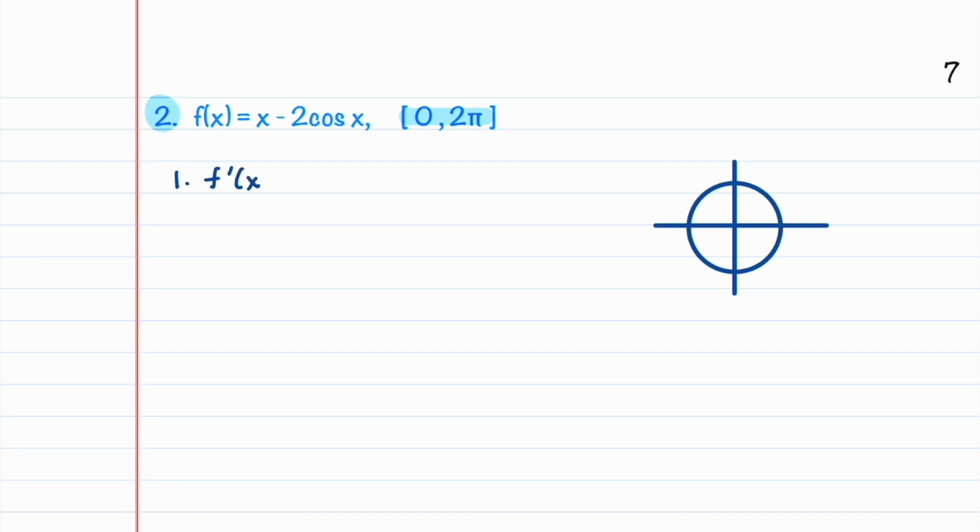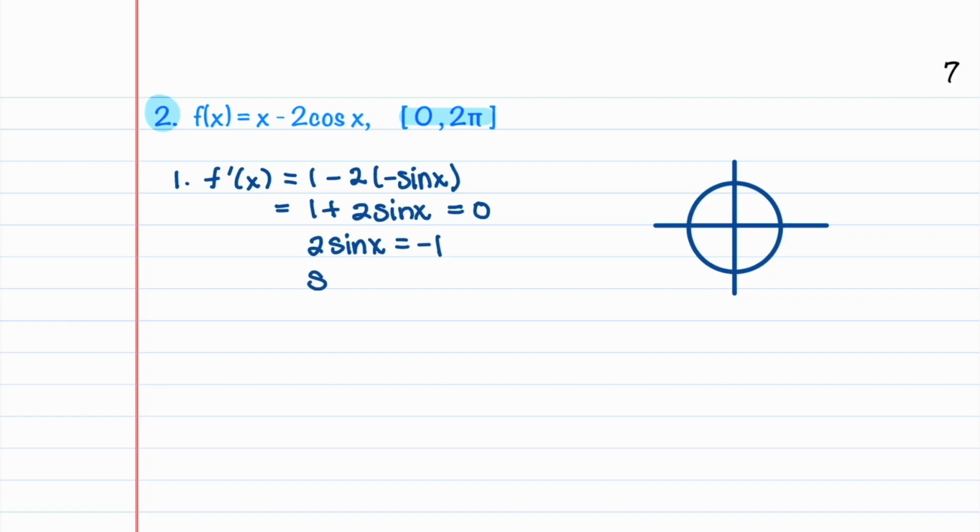F prime of x is 1 minus 2, and then the derivative of cosine is minus sine x. Let's rewrite this as 1 plus 2 sine x. And now to find the critical numbers, we're going to set that equal to 0. So this is 2 sine x is equal to minus 1, and this gives us sine x is minus 1/2.